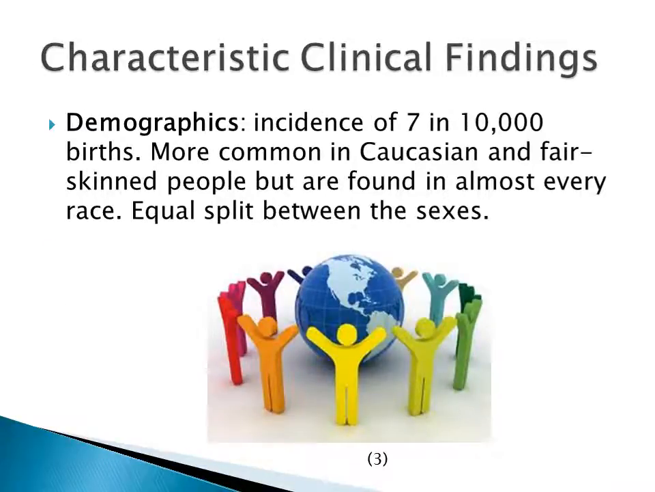Demographics: there's an incidence of 7 in 10,000 births, more common in Caucasian and fair-skinned people, but found in almost every race. There's an equal split between the sexes.